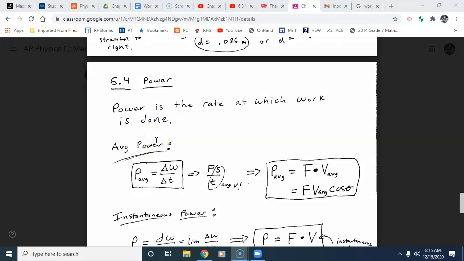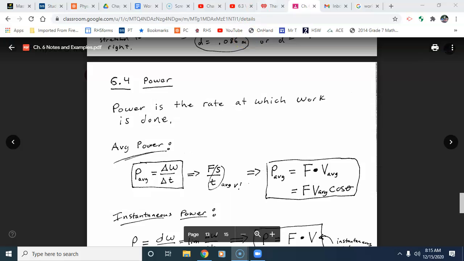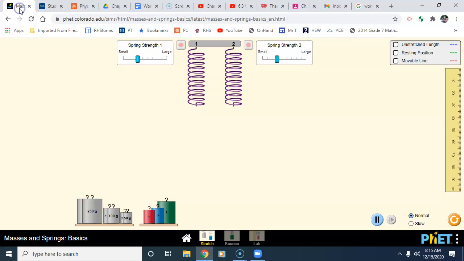Hi everyone. Today we're going to go over the final section of Chapter 6, which is Power, Section 6.4. And I'm going to use a quick simulation to start. There are some springs on this simulation, but I'm just using it to lift some objects. So we're going to ignore the springs right now and discuss simply what power is.